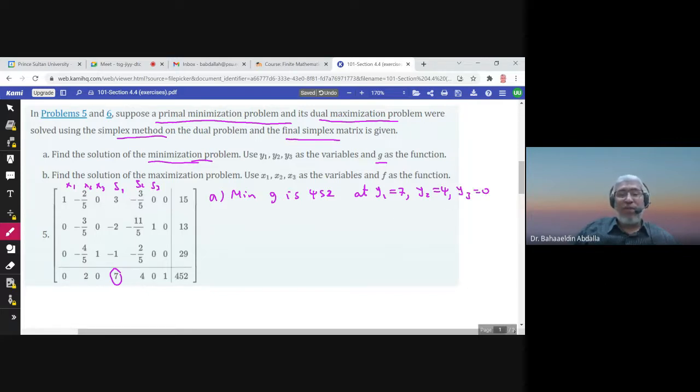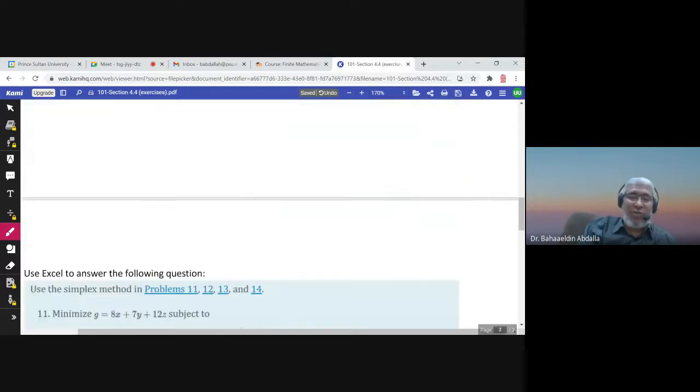Find the solution of the maximization problem. Well, the maximum of f, now the function is f, is again 452. At, now we have x1, x2, x3. What is the value of x1? This is the one. You read it from the right, 15, the number in the right-hand side. And what is x2? Where is x2? Oh, x2 is a non-basic variable, so its value is 0. x3 is a basic variable, and here is the one. So go to the right, read the number 29. This is the value of x3. So this is the solution of the maximization problem.